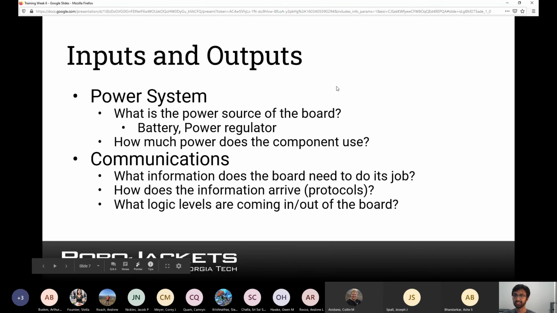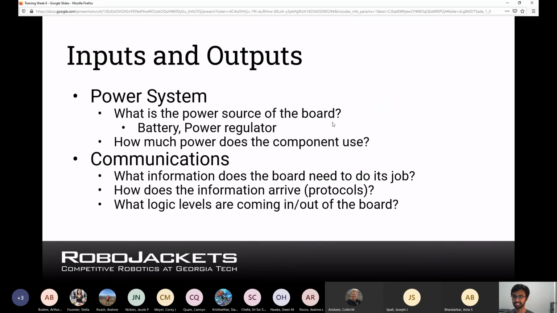So now to talk about inputs and outputs, let's talk about the power system first. What is giving the board energy? You could have the main battery of your robot connected to this board. You could have a separate battery connected to the board. You could have a power regulator in between the battery and the circuitry on your circuit board. There are a lot of different options here.